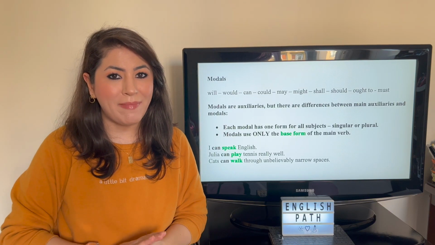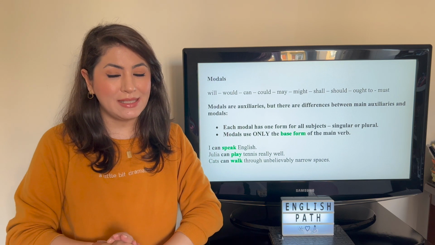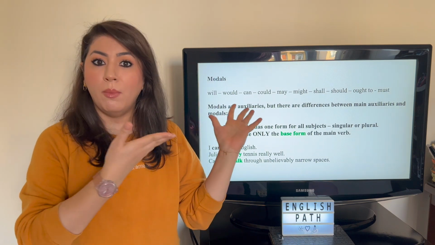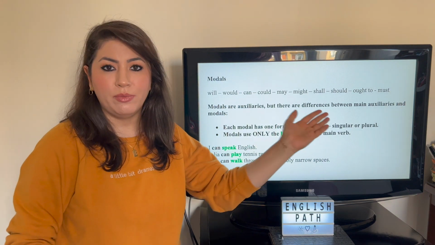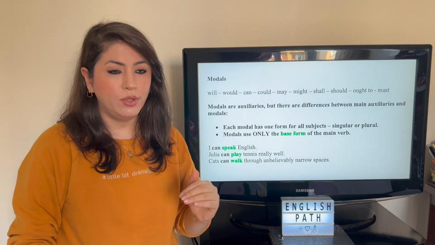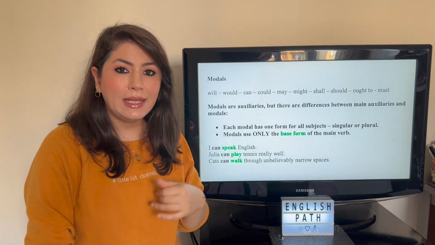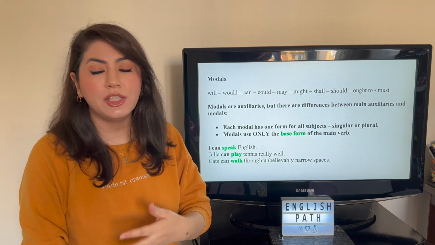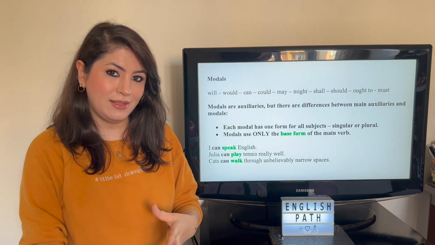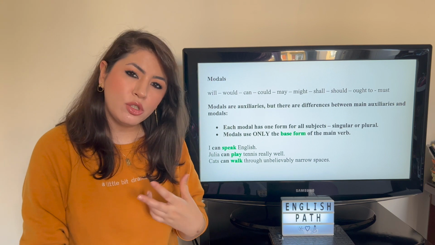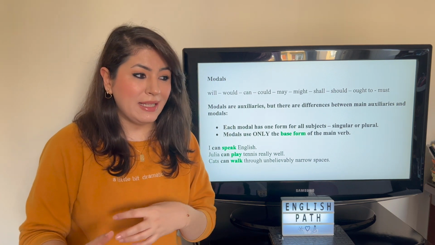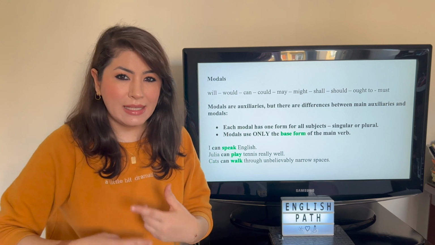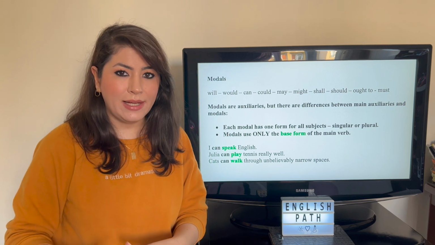Congratulations, you have mastered main auxiliaries. It's time to move on to modal auxiliaries. Let's start with the list of modal auxiliaries, or in short, modals. Will, would, can, could, may, might, shall, should, ought to, and must. They mostly have social functions, as in giving suggestions, making speculations, making guesses, and stuff like that.